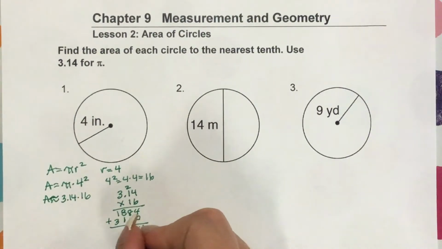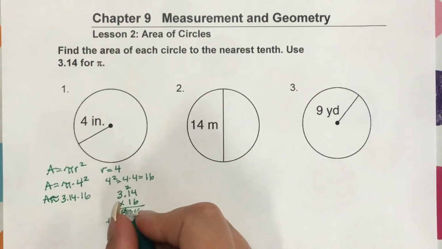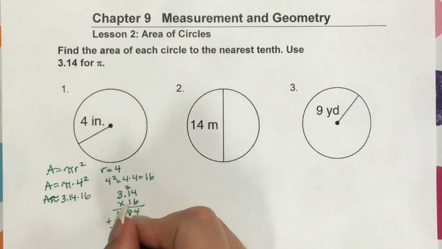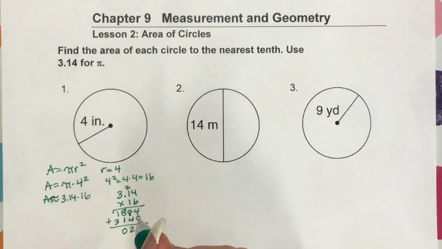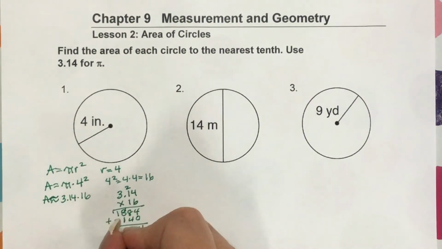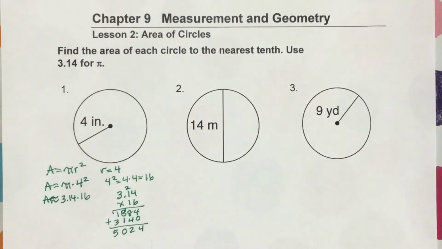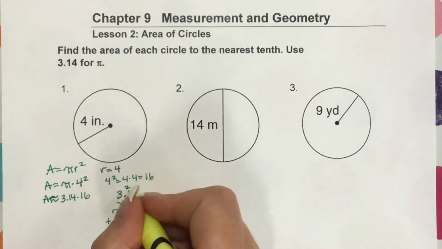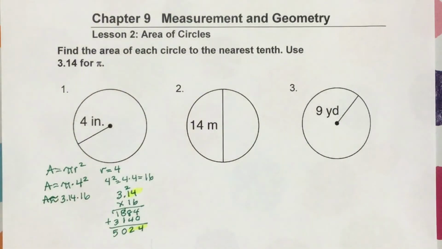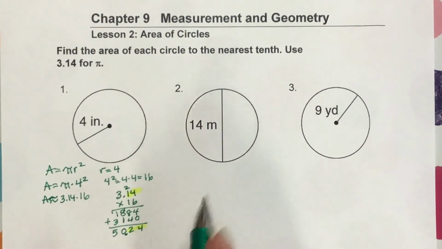8 plus 4 is 12. Write the 2, carry the 1. 1 plus 8 is 9, plus another 1 would be 10. Write the 0, carry the 1 here. And then we have 3 plus 1 is 4, plus that 1 would make it 5. And then we just have to figure out where to put that decimal place. There's 2 decimal places in the problem. That means in our answer, we're going to also need 2 decimal places. So we put it right there, 50.24.